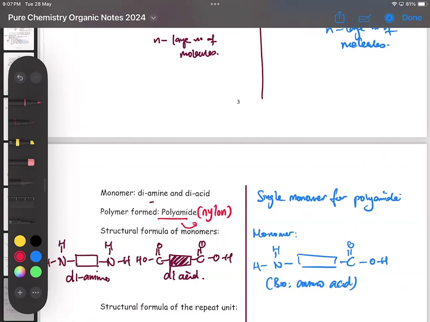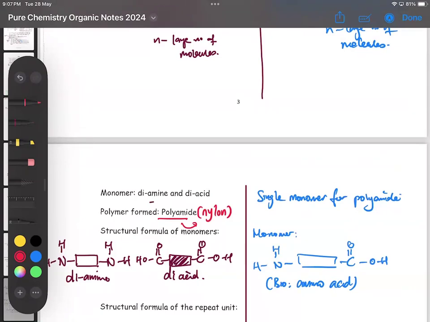Wait, I have a question. Yes. For the single monomer, can you explain how you got it again? I know you split in half, but can you explain your thought process again?